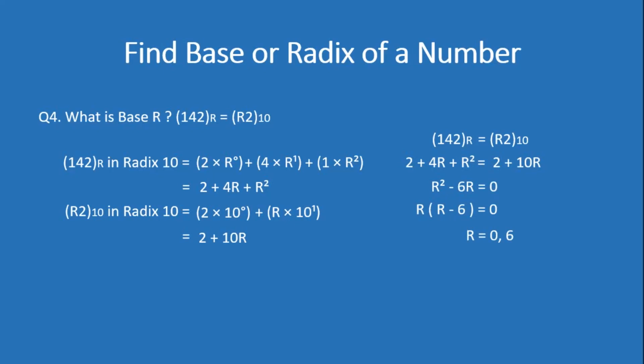But we know the base can't be 0. So here the result will be 6. So here the base is 6. In the second number r2, r is a digit that belongs to base 10, so r should be less than 10. Here that condition is also satisfied. So in this question the answer will be 6.